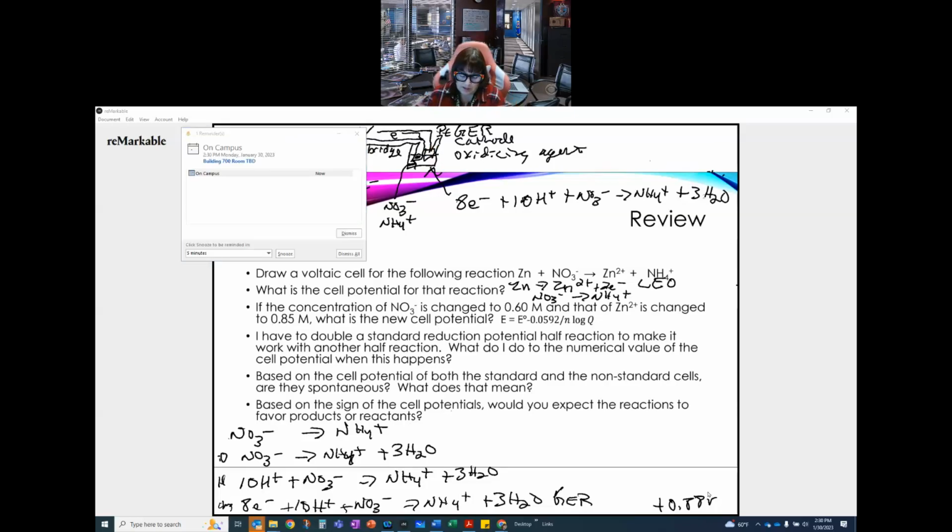Okay? So that's my platinum electrode. Whoa, awesome. That was fun. I think that's everything that I need to put on there, can put on there, whatever.